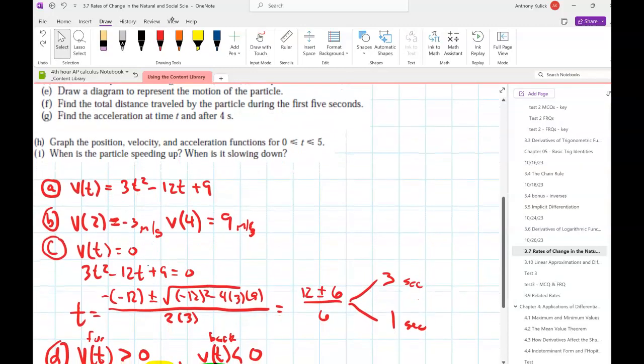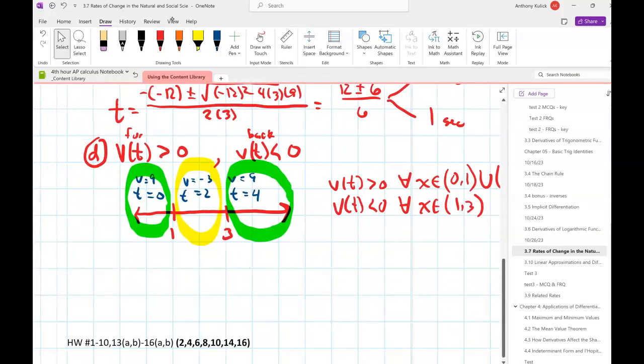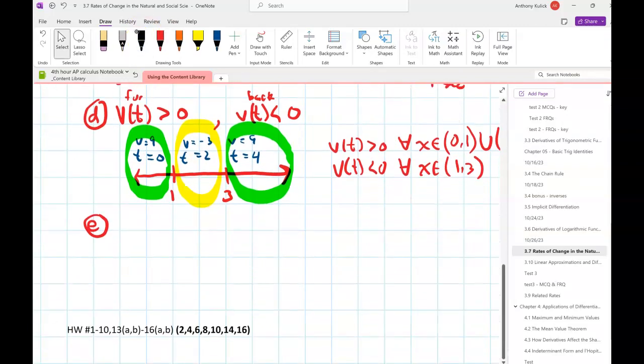Part E says draw a diagram to represent the motion of the particle. All right. So let's see. So we'll start doing something like this. And let's just make this like an s-axis here.